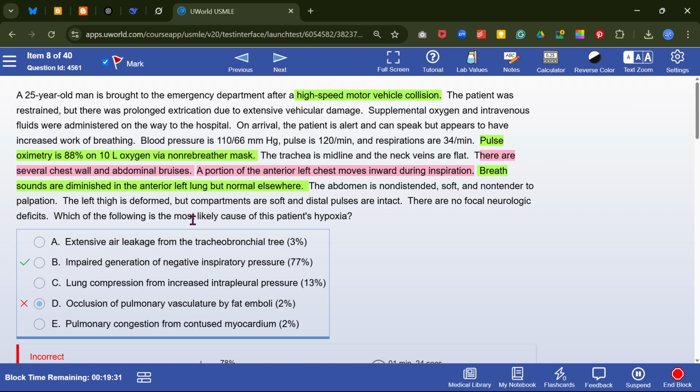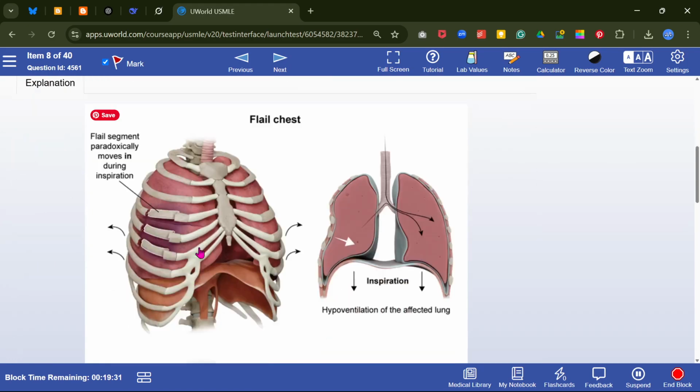Which is the most likely cause of this patient's hypoxia? A portion of the anterior left chest moves inward during inspiration, which looks like flail chest. The cause is impaired generation of negative inspiratory pressure. This is the flail segment: three or more fractured ribs in two segments. So, hypoventilation of the affected lung.